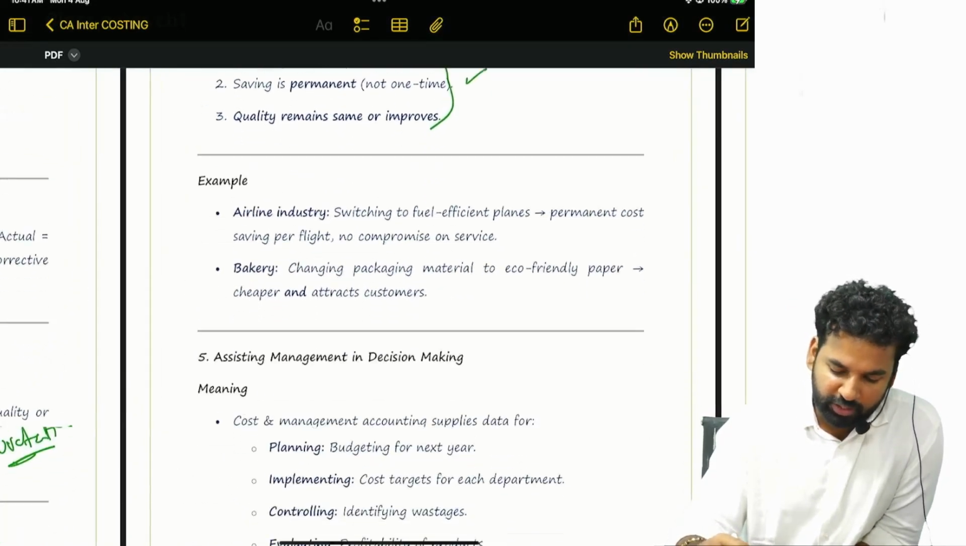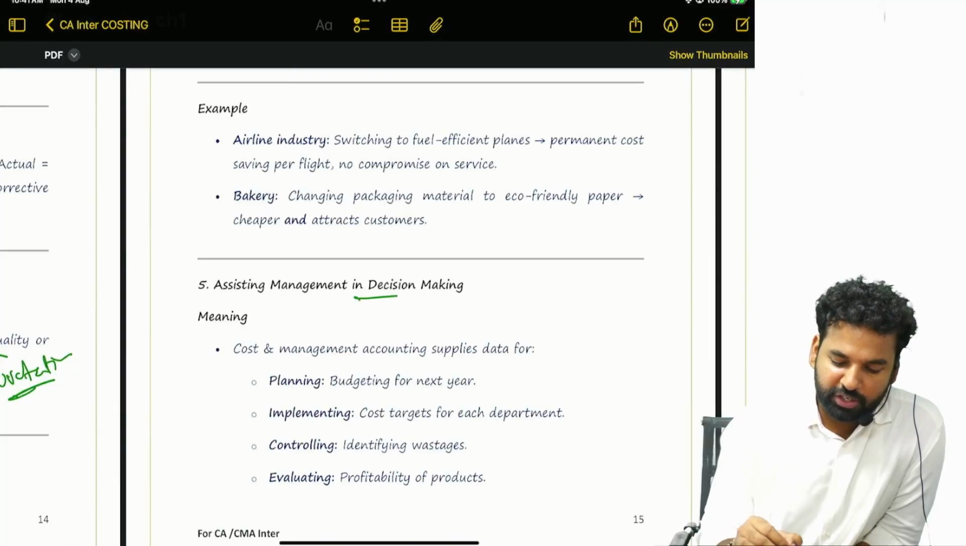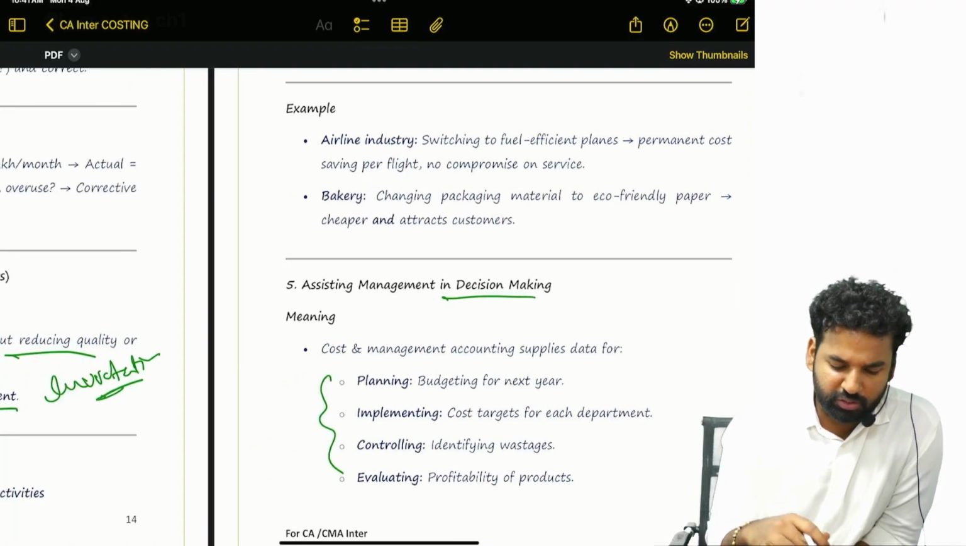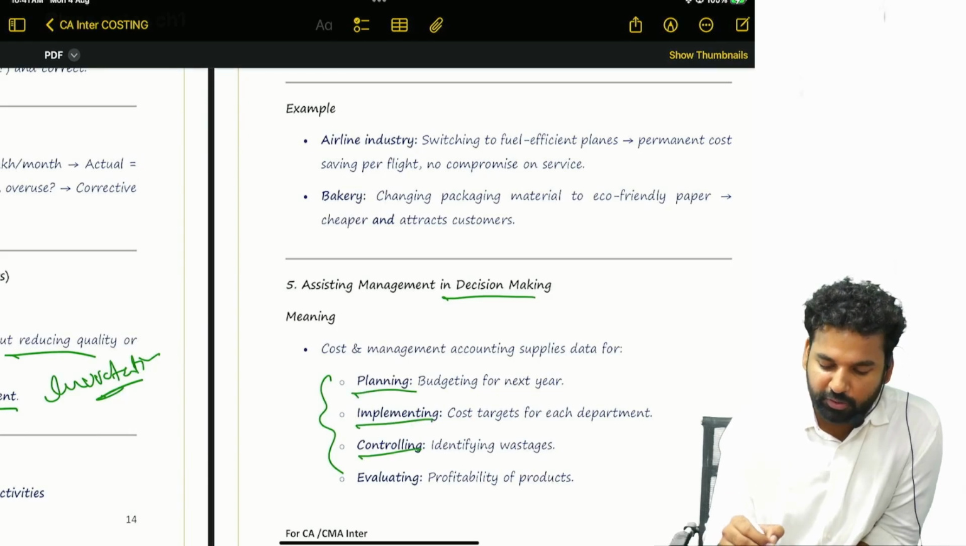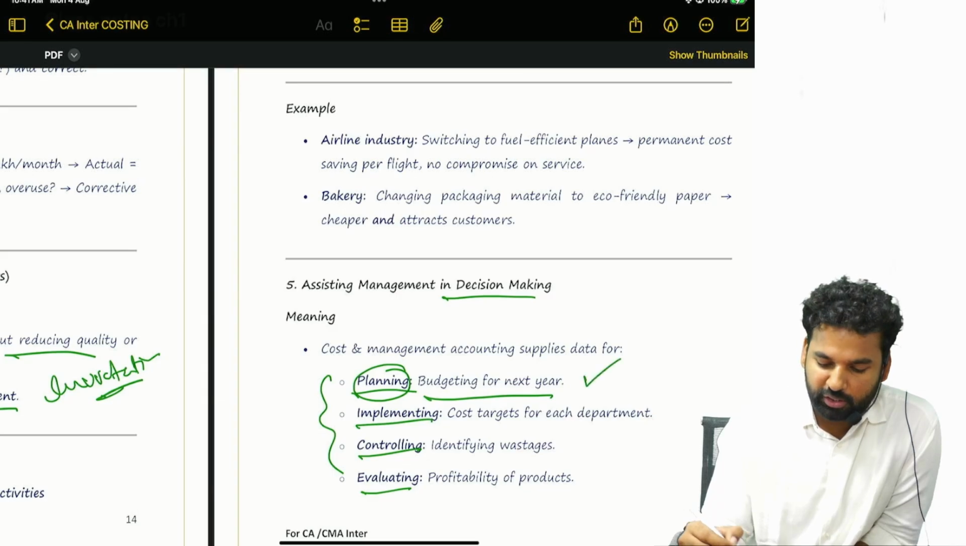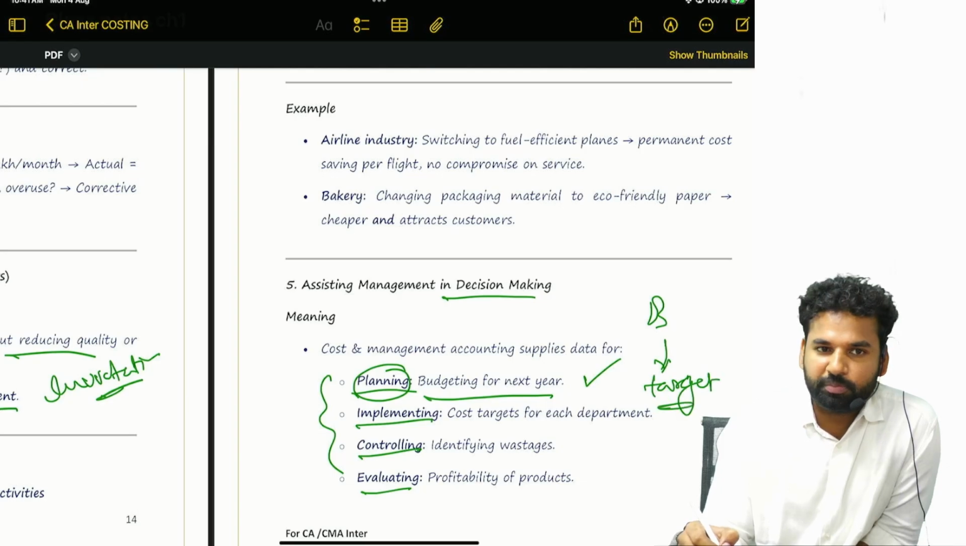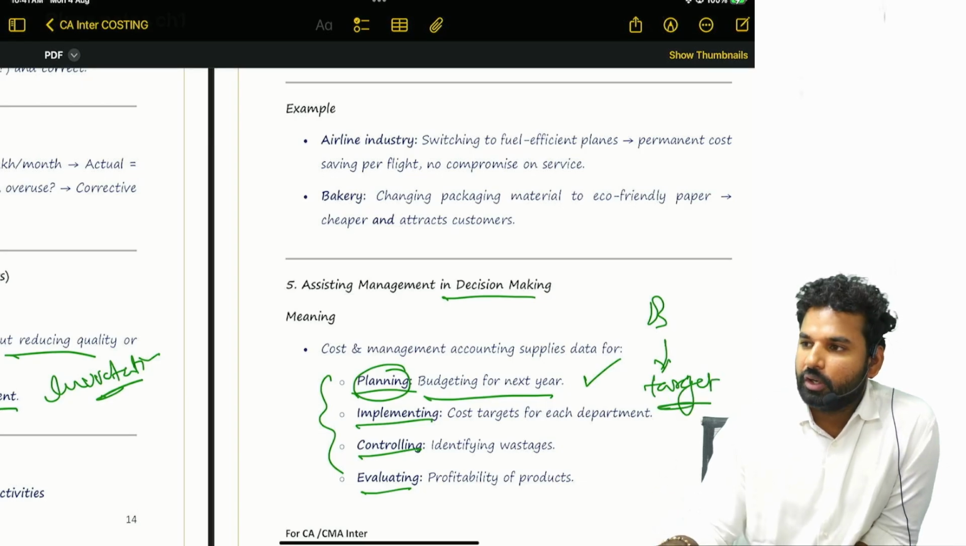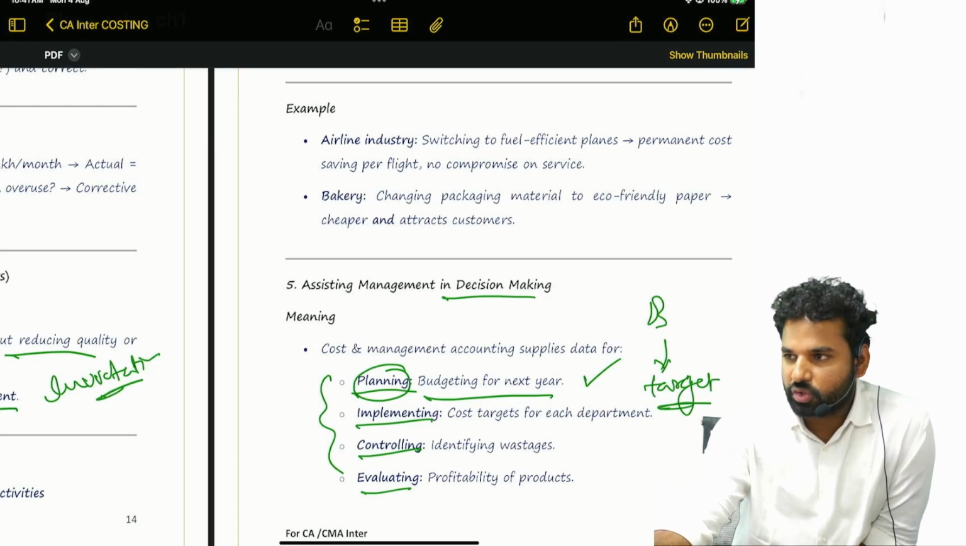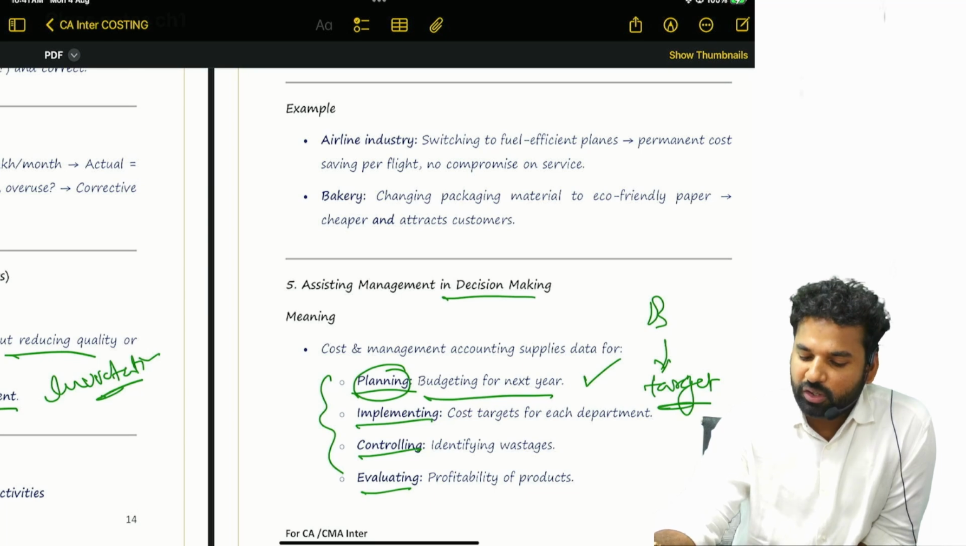Okay. Next, assisting management in decision making. See here, so these are the steps. Already we have seen this point. So planning, implementing, controlling, evaluating. Planning means what? Budgeting for the next year. So budgeting and then putting the target. Okay, we want this much of profit, we want this much of sales, or we want the product to be in this cost range only. So based on that, we will put target.